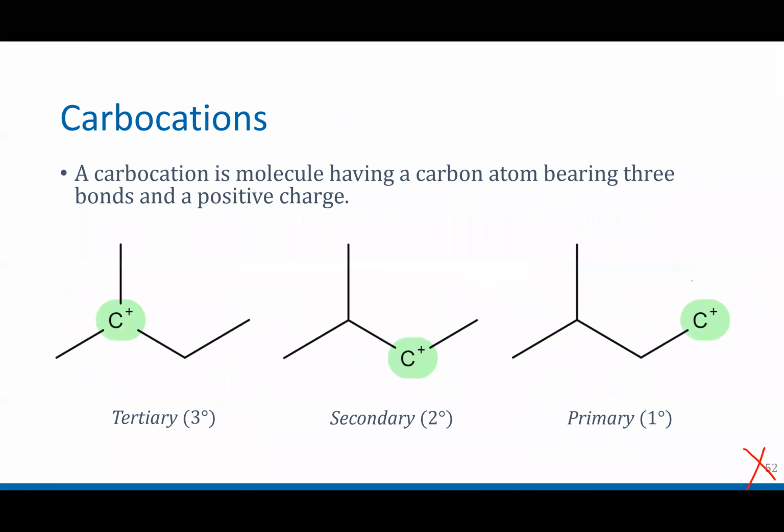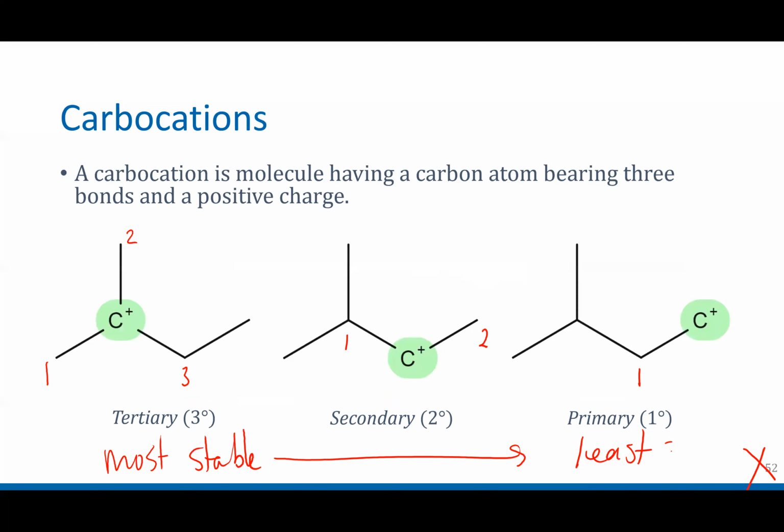Okay. Here's 3 different types of carbocations, or positively charged carbons. We have tertiary because it's bonded to 3 things. We have secondary because it's bonded to 2 things. And we have primary because it's only bonded to 1. So in terms of stability, it goes most stable to least stable.